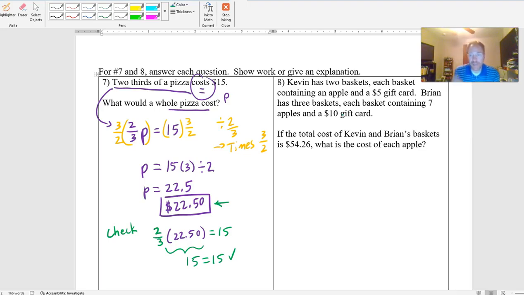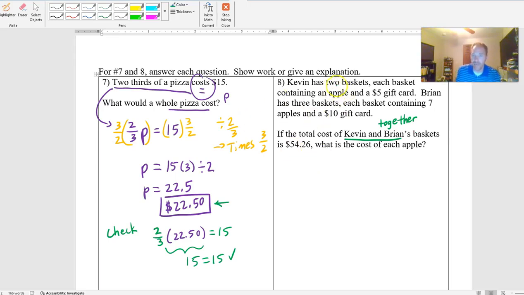One thing I could probably do better is to say we're doing Kevin and Brian's baskets together. You could ask me that on the test, I would tell you. So it's not like, oh, Kevin's basket costs $54.26, and Brian's basket, oh, no, I go, this is together.